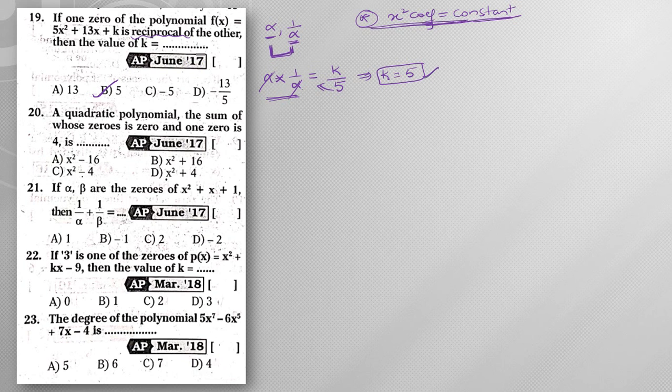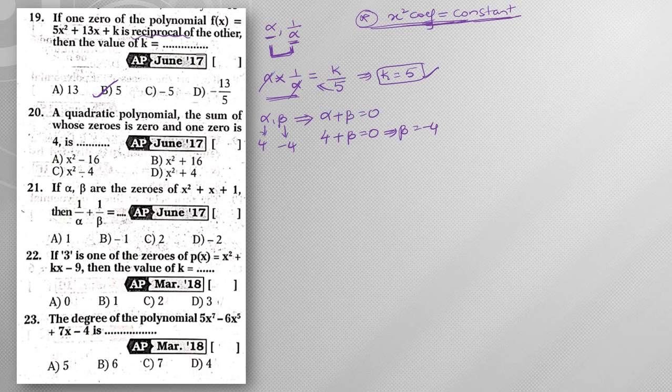Next, moving on to question number 20. A quadratic polynomial, sum of whose zeros is 0. If you consider the zeros as alpha comma beta, then the conditions given are sum of zeros is 0. Next, one zero is 4. If one zero is 4, that means 4 plus beta is equal to 0. So from this, beta is equal to minus 4. So clearly one zero is 4, then the other zero is minus 4.